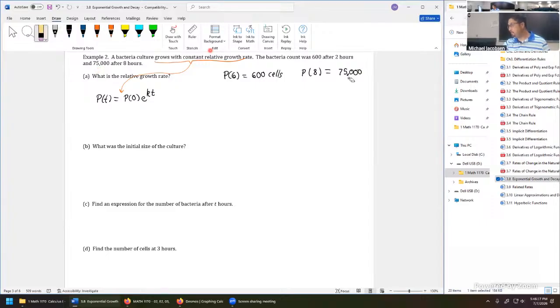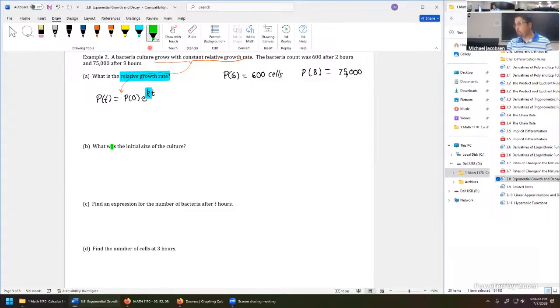That was meant to be a comma between the 5 and the 0 there. So this question is asking us, what is the relative growth rate? Which means this whole question, part A, is solved the moment we get the value for K.